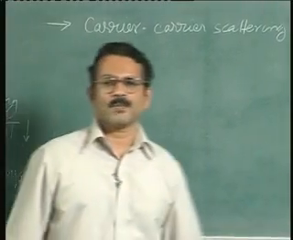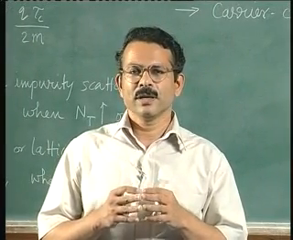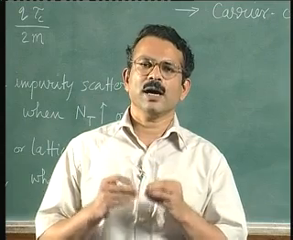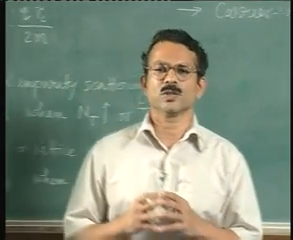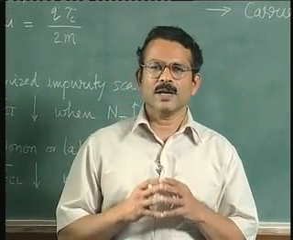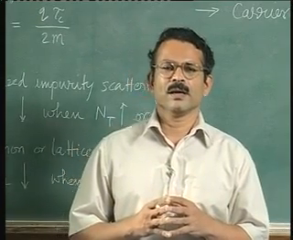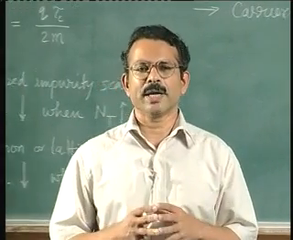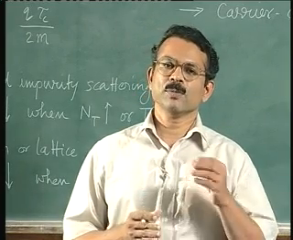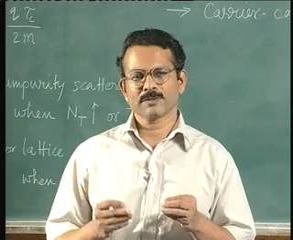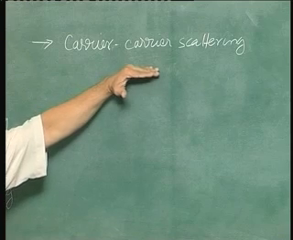Then we came to carrier-carrier scattering, and we said that it does not affect the mobility of carriers if the carriers involved are of the same polarity. So scattering of electrons by electrons and scattering of holes by holes will not affect the mobility of electrons or holes. However, the scattering of electrons by holes and vice versa can affect the mobility. In a semiconductor, if electrons are in the majority, the mobility of electrons will not be affected by scattering with holes, because holes are in a small number. So carrier-carrier scattering affects only the minority carrier mobility in a semiconductor.